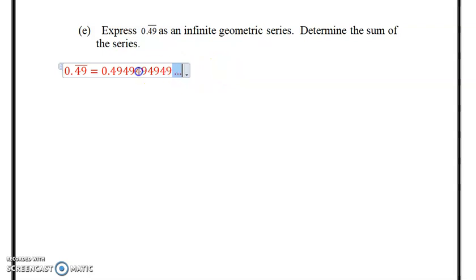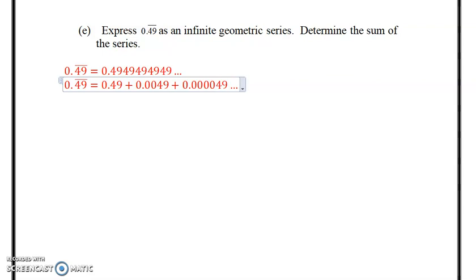Our next step is to break this up into partial sums. So we'll go 0.49 plus 0.0049, plus 0.000049. So we're just taking the place value. That represents the 49 in the first one. Those zeros represent the 49 in the second term there, and then 49 and so on. So that's what it looks like. I'm just taking this and splitting it into your terms, right? So term 1, term 2, term 3.